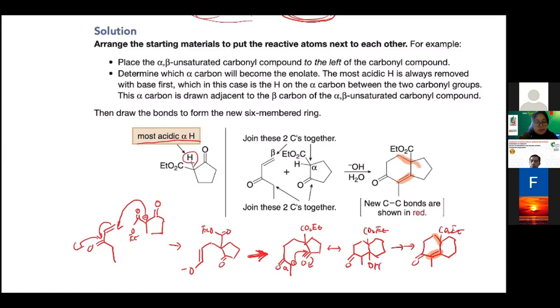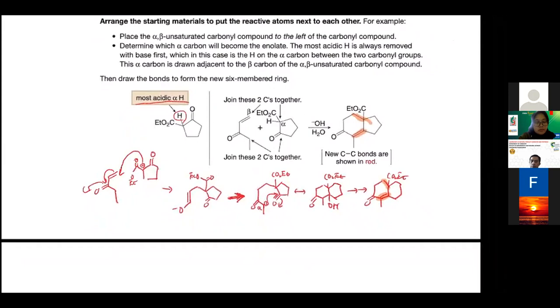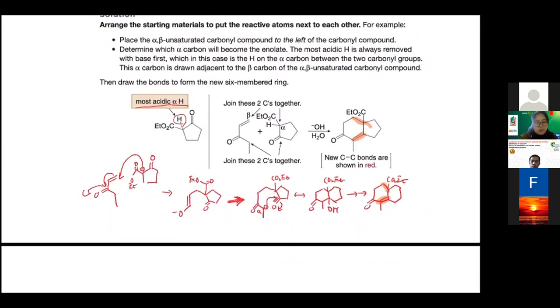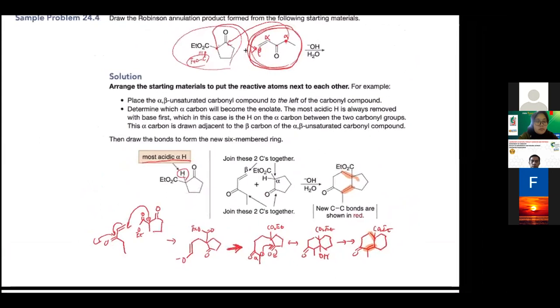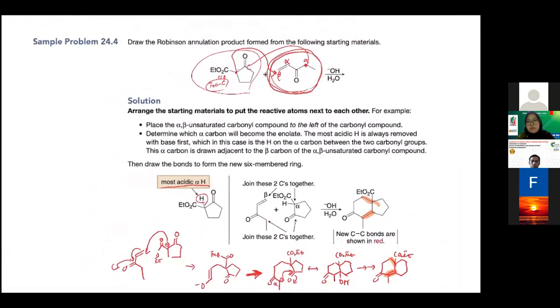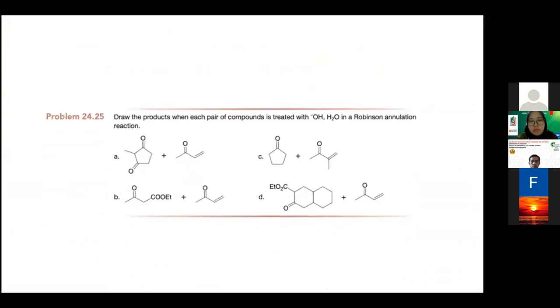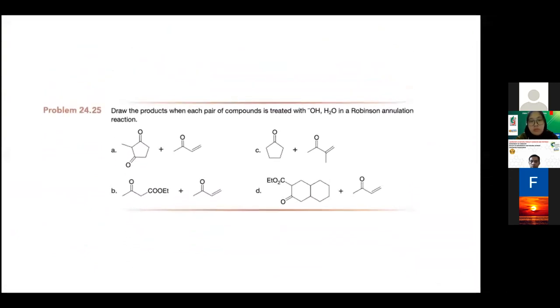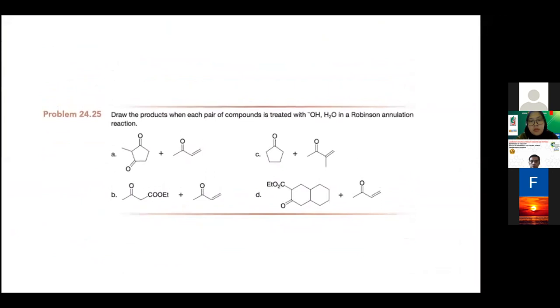So, yes, this reaction is the Robinson annulation: the Michael reaction, the intramolecular Aldol reaction, and the elimination of the OH group, and the newly formed double bond here. Okay, and this is the exercise, a problem where you draw the products when each pair of compounds is reacted under basic conditions in the Robinson annulation reaction.